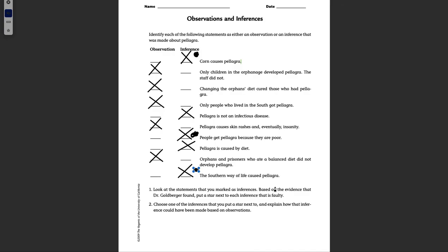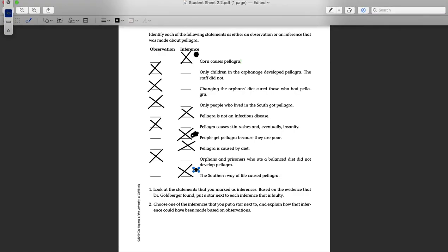Now you would move on to number 2 and you would choose one of the inferences that you put a star or dot next to and explain how that inference could have been made based on observations. Again, make sure that you followed along. Hopefully you've made any corrections that are necessary. You can go back and watch this as many times as you need to help you out.